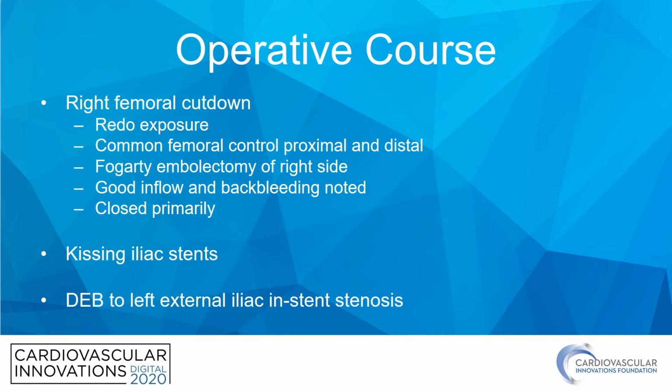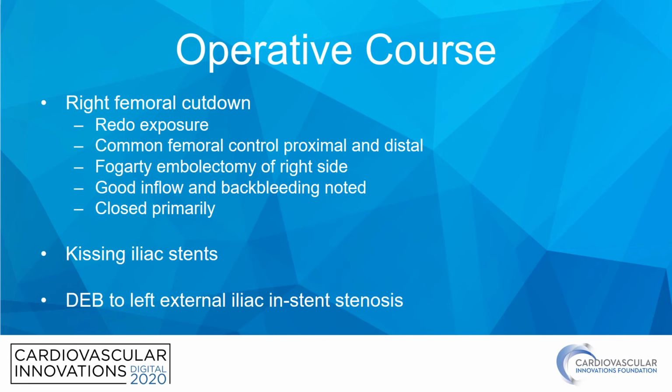This was a redo exposure with heavy scar tissue, and so that is why it had been hoped to avoid that, if possible. He had required a wound vac to heal his groin the last time. Because of this, the common femoral was controlled proximally and distally without extending the dissection down onto the SFA and profunda. Fogarty embolectomy was performed to the right side with removal of thrombus.